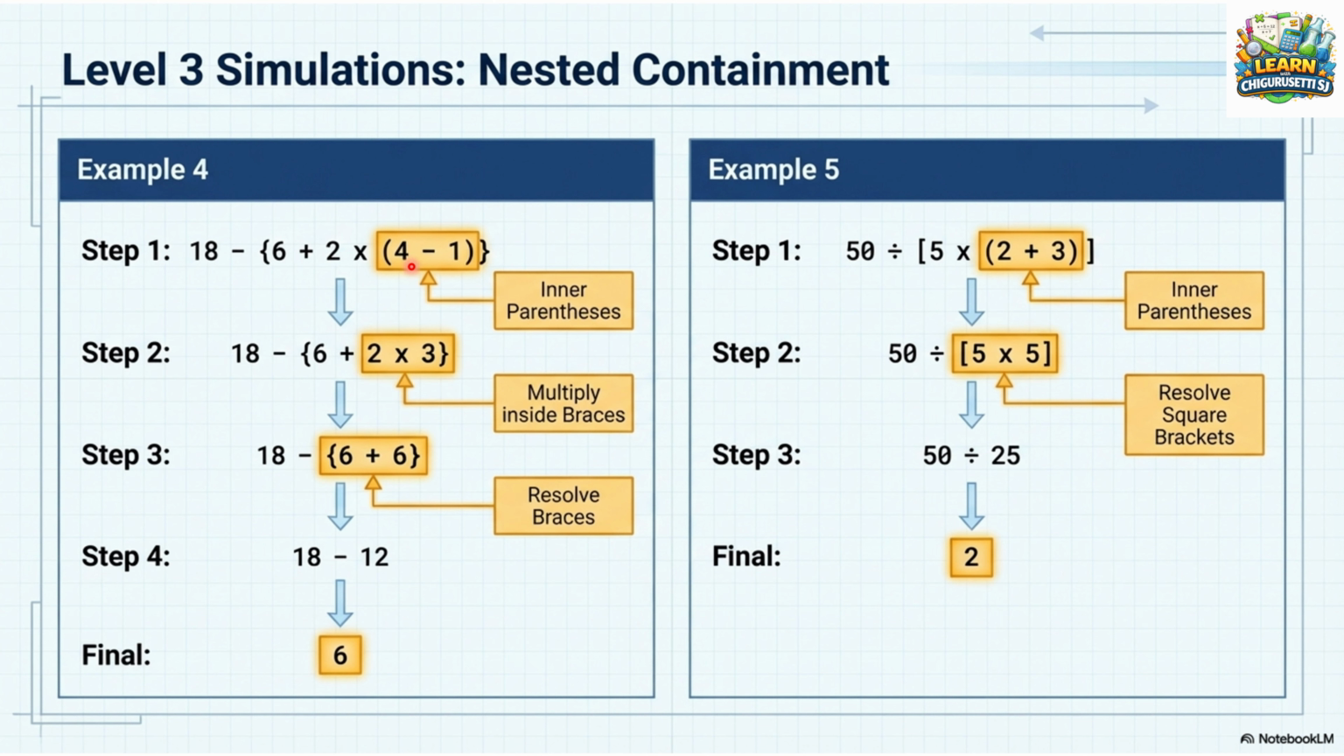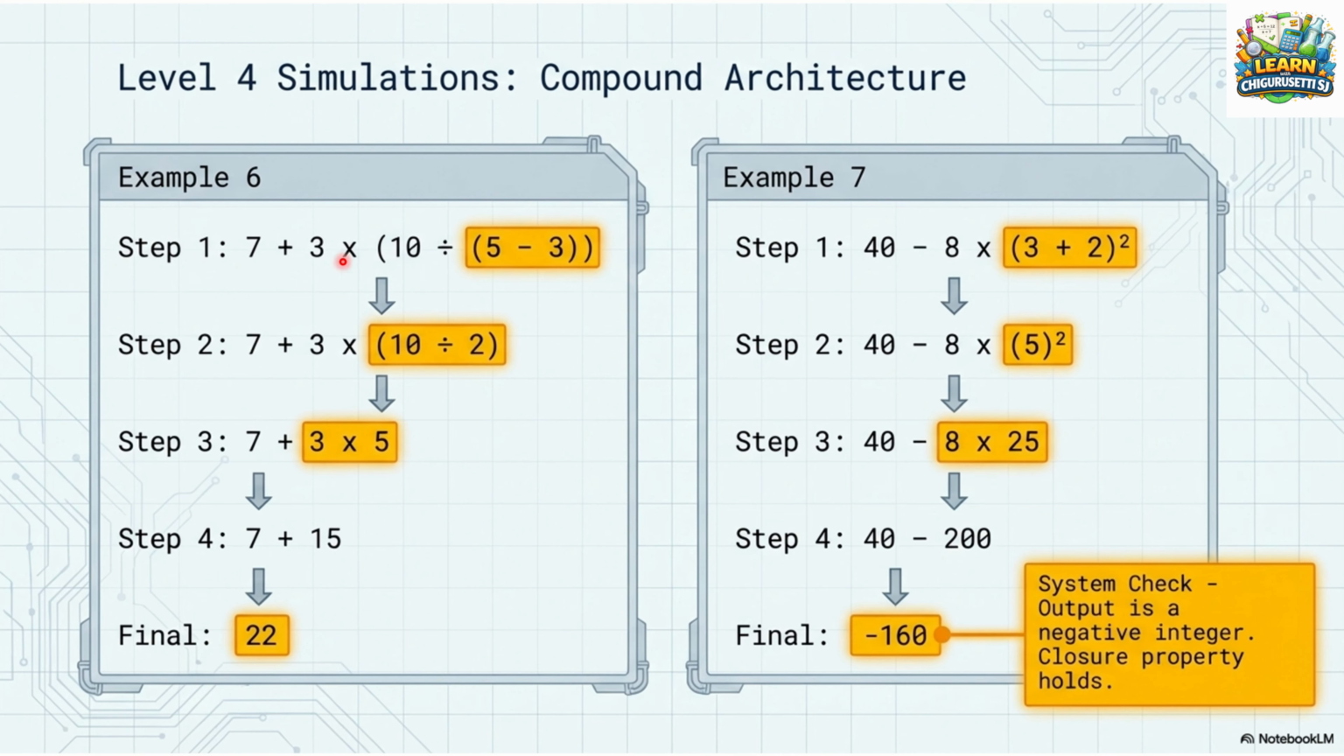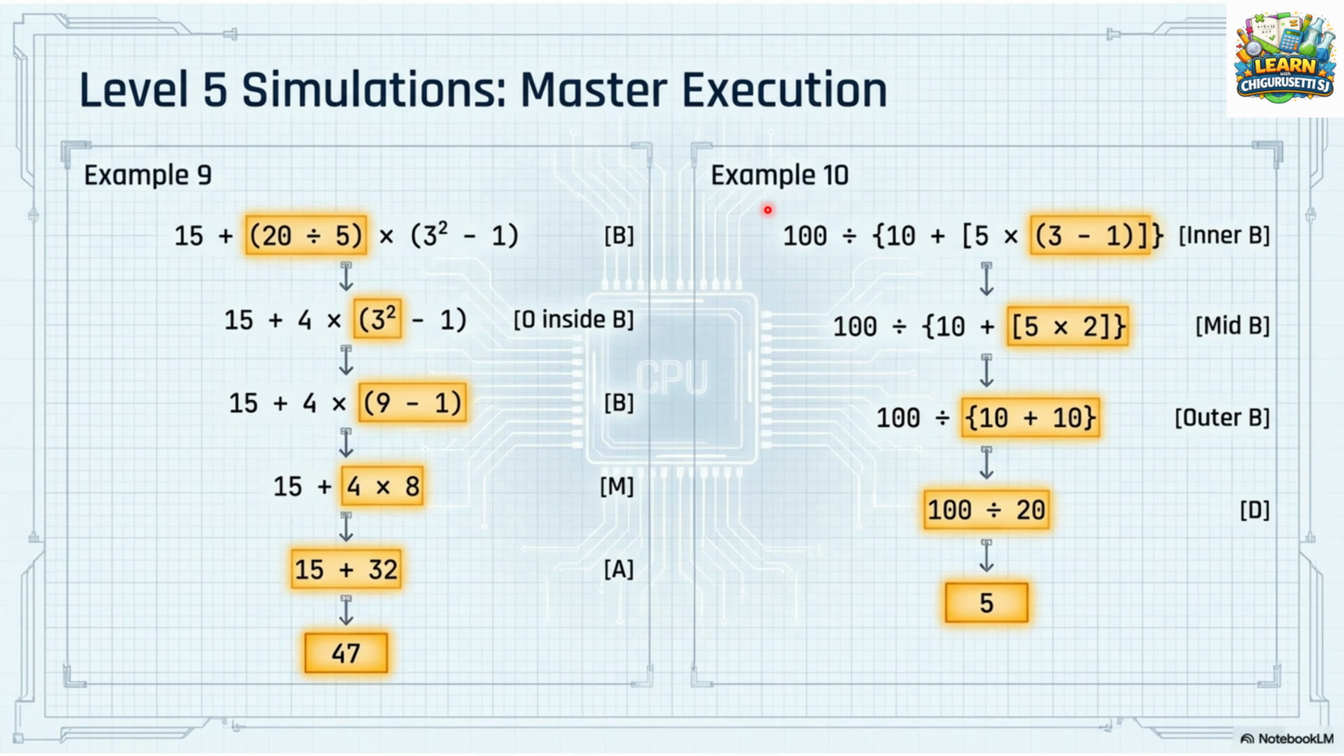Now here, the fourth one. First the parenthesis, then we'll be multiplying, then adding, then we'll get the answer. Here also the same process. And here also, first we'll be doing the parenthesis, then again solving, then again multiply, then you'll get the answer. And this is also the same process. And these ones are the master ones.